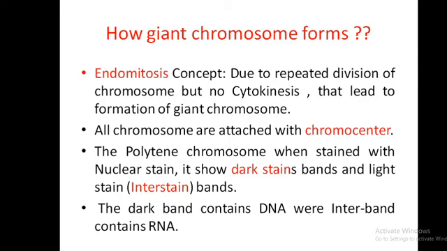How do giant chromosomes form? By the endomitosis concept. Due to repeated division of chromosomes but no cytokinesis, giant chromosomes are formed. All chromosomes are attached with the chromocenter. The polytene chromosomes, when stained with nuclear stain, show dark stained bands and light stained bands. The light stained band is also called the interband. The dark bands contain DNA, whereas the interbands contain RNA.